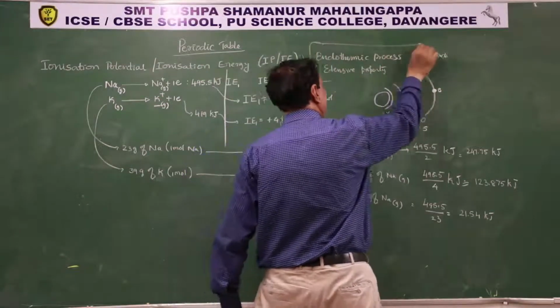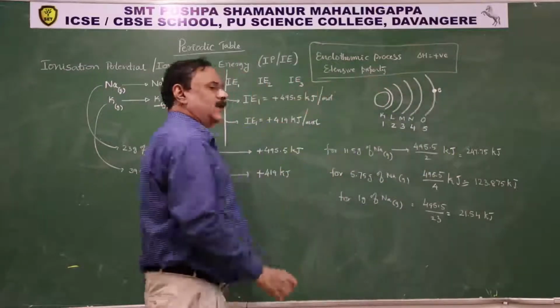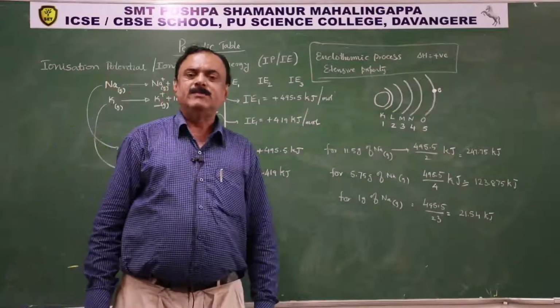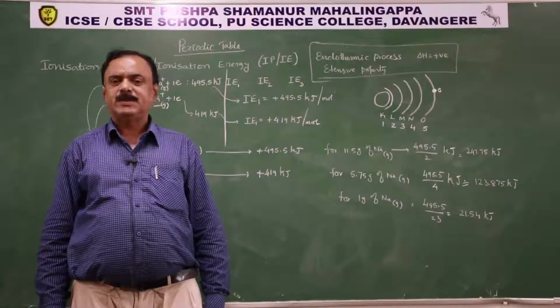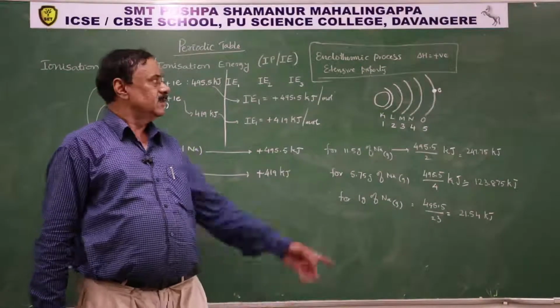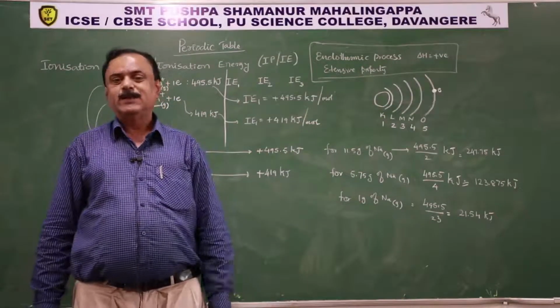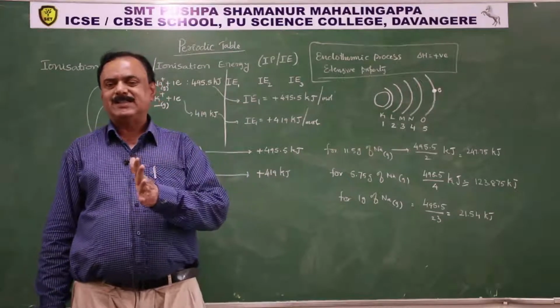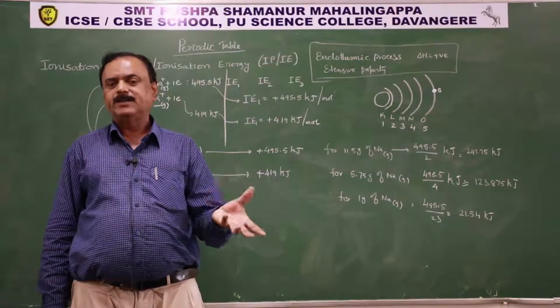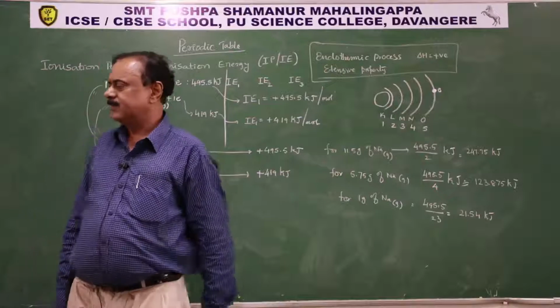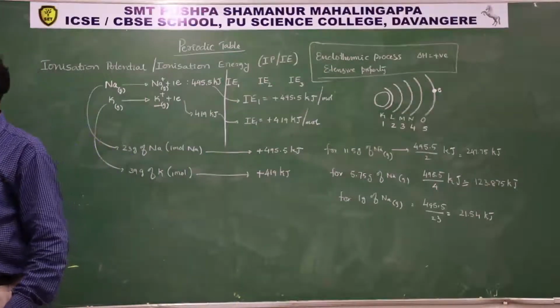In your entrance exam, they will give which one of the following is an extensive property, which one of the following is an endothermic reaction or endothermic process. Then you can give an example. Therefore, ionization energy is endothermic in nature. Ionization energy is an extensive property.